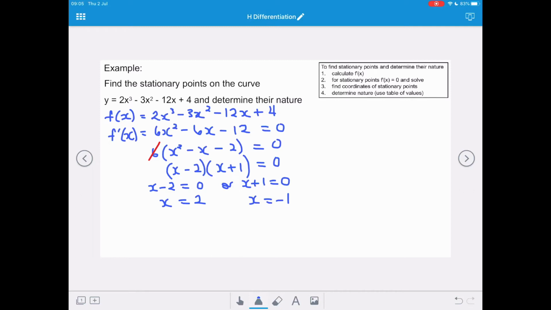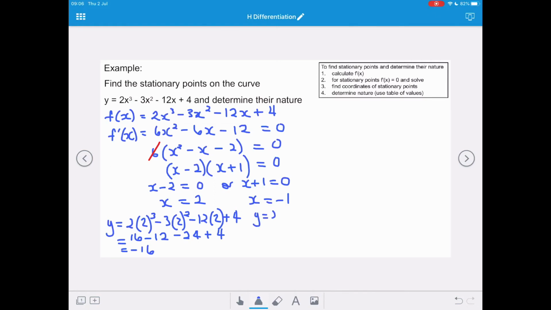So to find the coordinates of those stationary points, we need to substitute in those values to our original curve. So when x equals 2, y is going to equal 2 times 2 cubed minus 3 times 2 squared minus 12 times 2 plus 4. And that gives us a value of 16, take away 12, take away 24, add 4. So y will equal negative 16.